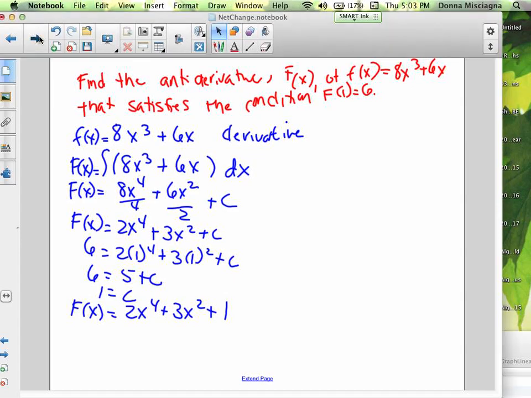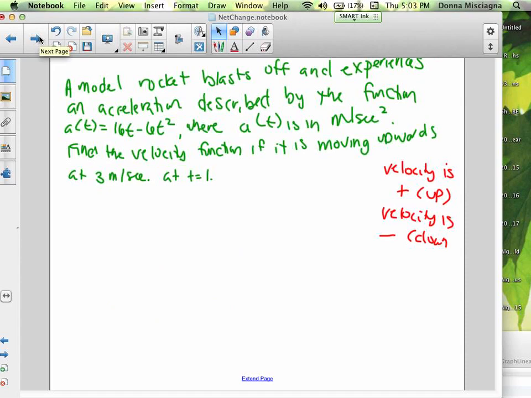You gotta love the up and down writing on this one. A model rocket blasts off, and maybe it's blasting off, my writing's blasting off, and experiences an acceleration described by the function a of t equals 16t minus 6t squared, where a of t is in meters per second squared. Find the velocity if it's moving upwards at 3 meters per second at t equals 1.